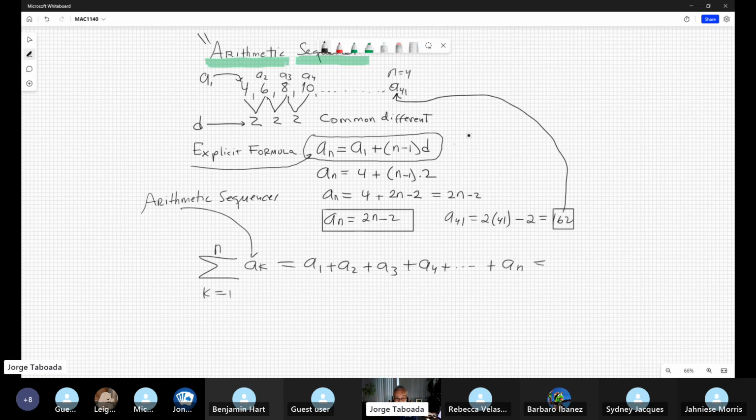And we have one specific formula for the summation of an arithmetic sequence: a1 plus a2, multiplication by n, divided by 2. Let's see an example to clarify this idea.